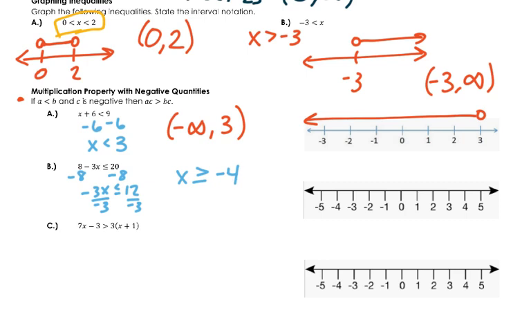Now I have x is greater than or equal to negative 4, so I'm going to include my boundary point because negative 4 is greater than or equal to negative 4. That's a true statement, so my boundary point will be true, and I'm going to shade to the right. Now that I have my graph, I can write my interval notation from negative 4 closed up until positive infinity, open.